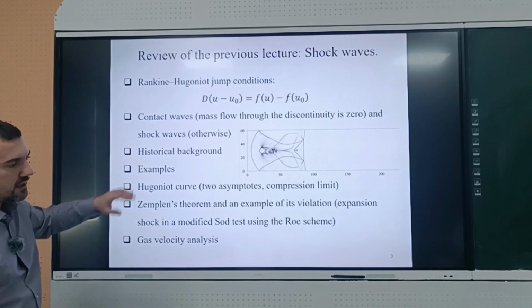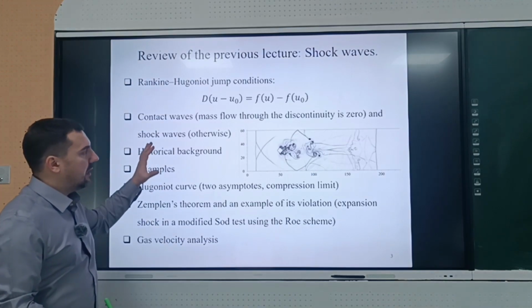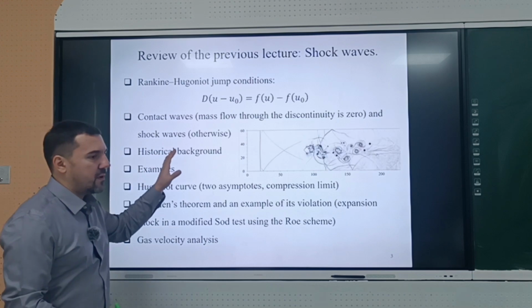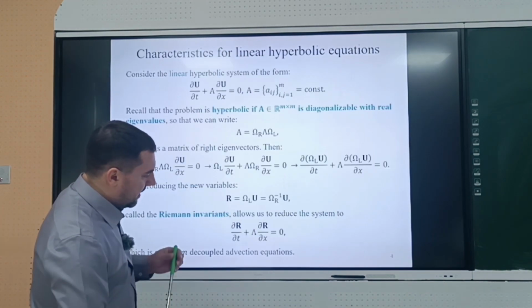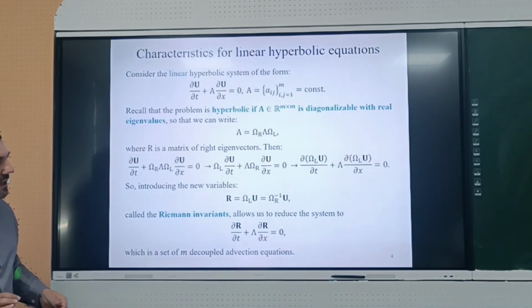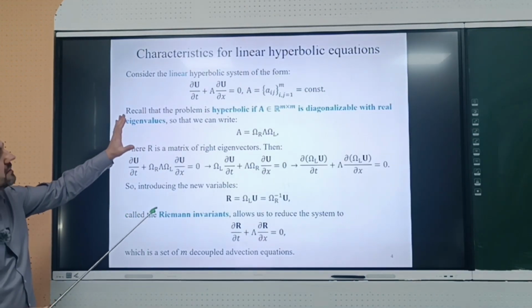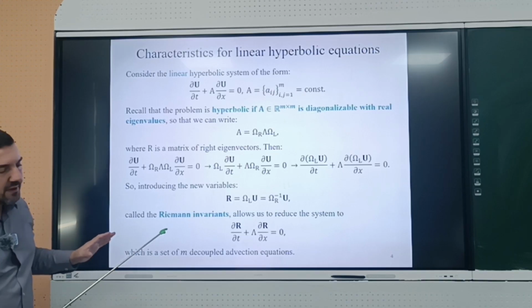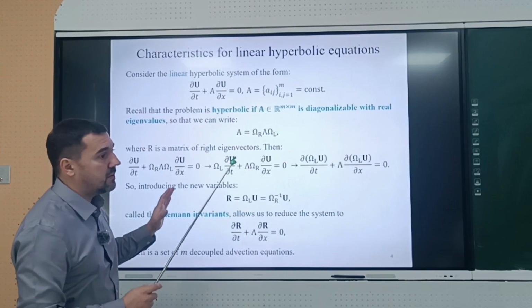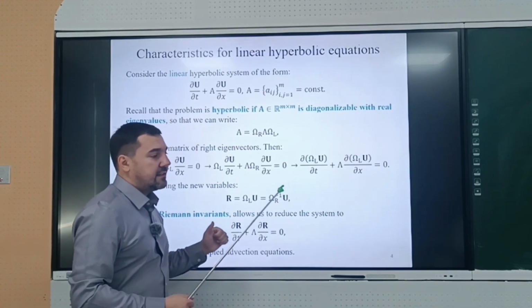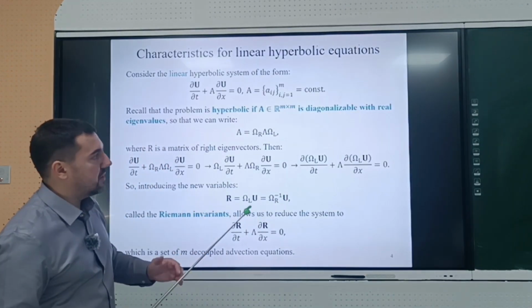So these are the main results from the previous lecture, and a number of them will be useful for us next time. I'd like to start this lecture with the linear case. First of all, I'd like to explain, on the example of a linear hyperbolic system of equations, what we would like to get, and then we will do it for the Euler equations.